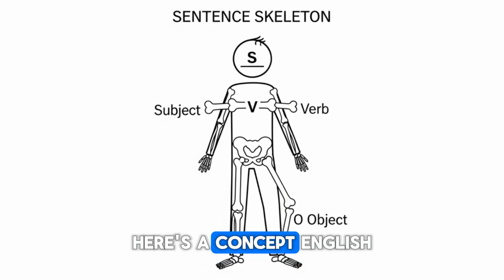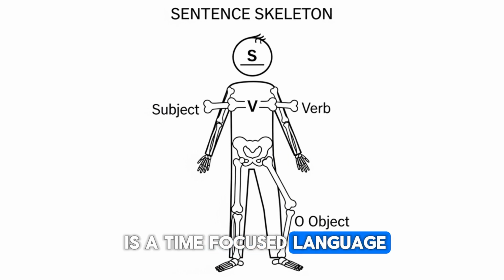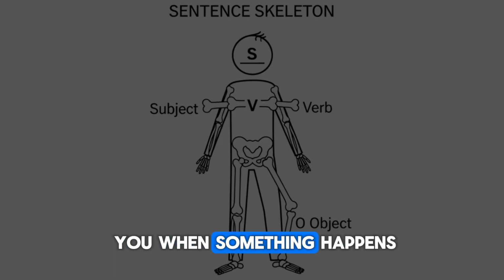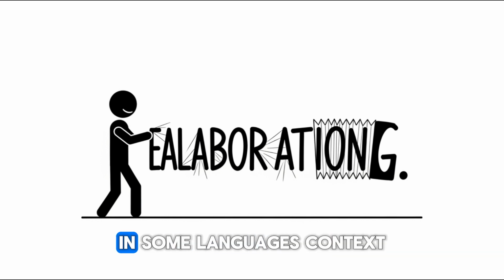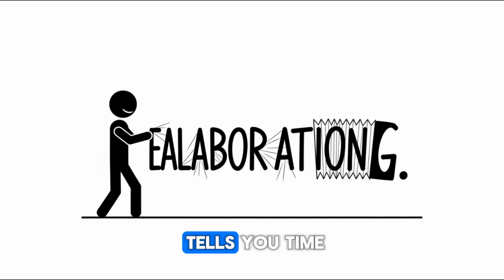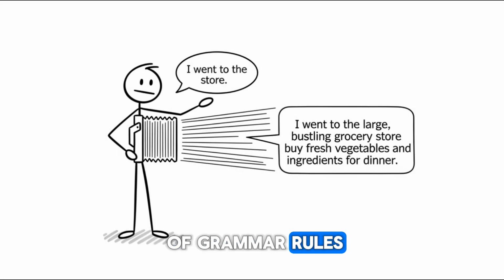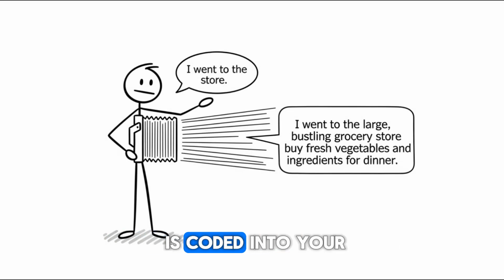Here's a concept. English is a time-focused language. The verb tense tells you when something happens. I eat, habitual. I am eating, right now. I ate, past. I will eat, future. In some languages, context tells you time. But in English, the verb form must explicitly show time. This is why tense matters, not because of grammar rules, but because time information is coded into your verb choice.